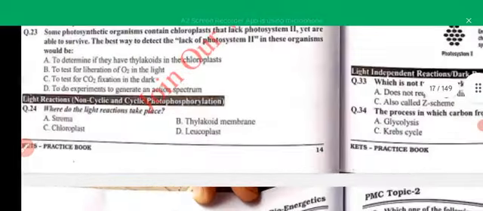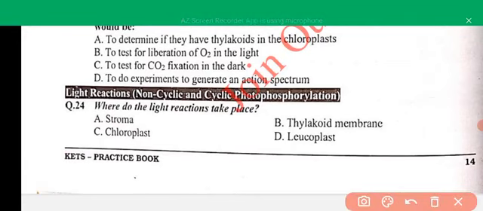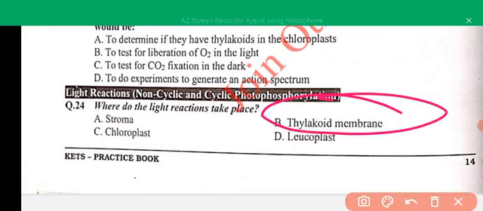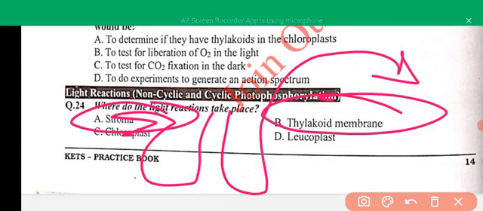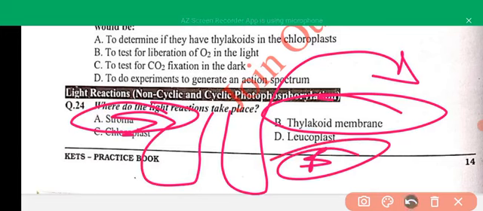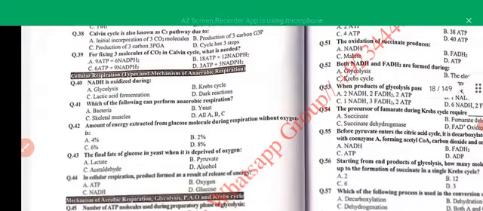Then we came across: where does the light reaction take place? We know that the light reaction takes place at the thylakoid membrane, and the dark reaction takes place at the stroma. We can also say that the light reaction takes place at the grana, and the dark reaction takes place at the stroma. So the correct option is B. Question 24, B is the best answer.